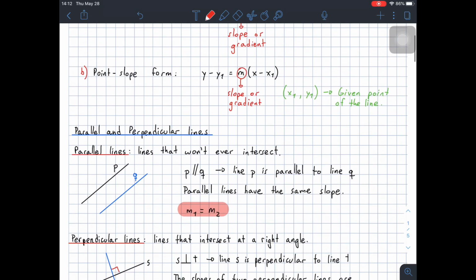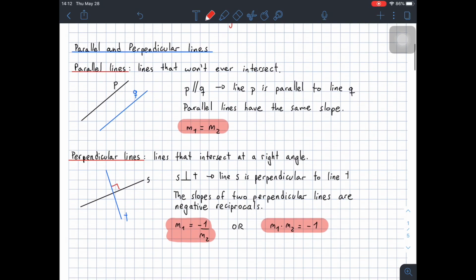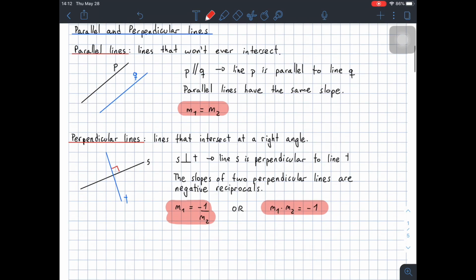Okay, then we have the concept of parallel and perpendicular lines. Parallel lines are lines that won't ever intersect, just as you can see here. This is how we symbolize parallel lines. Line P is parallel to line Q, right? And when two lines are parallel, we say that they have the same slope, right? That is a condition of two parallel lines.